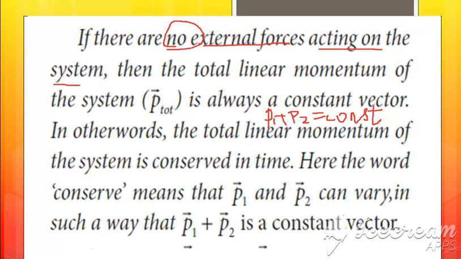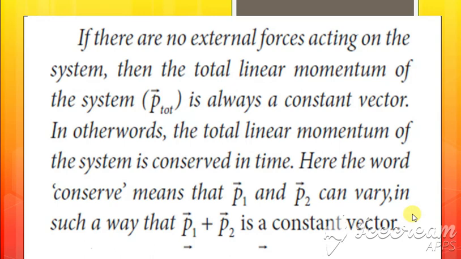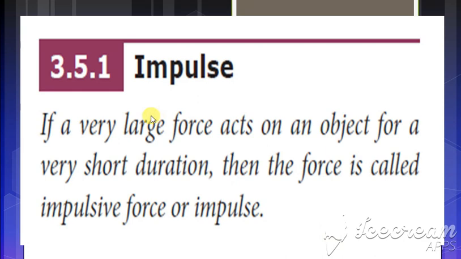Okay, I'll say the definition once again. If there are no external forces acting on the system, then the total linear momentum of the system is always a constant vector. Yes, so next we have impulse. What is an impulse? It is a very large force which acts on an object for a very short duration. For this, let us consider an example as beating of a hammer.